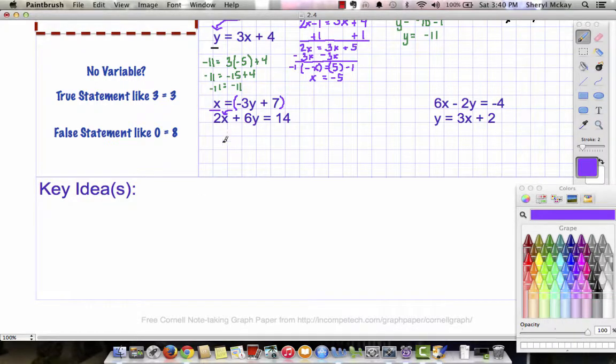So I'm going to write 2 times x, which is negative 3y plus 7, okay? Now I'm rewriting this equation down here. 2 times negative 3y plus 7, that's my x. Now I got to finish writing my equation. Plus 6y equals 14. All right, now all I got to do is solve it. Why don't you go ahead and solve it and see what you come up with?